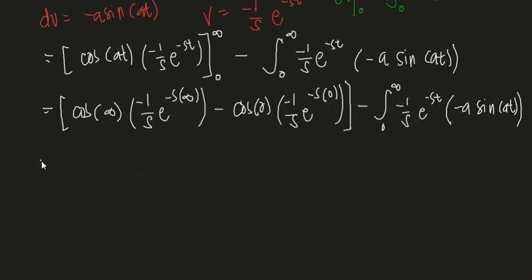Okay, so let us simplify the equation. So take note of the equation here. We have e raised to negative s multiplied by infinity. Infinity times s will be equal to infinity. So e raised to infinity will be approximately equal to 0. So this is equal to 0. So any equation multiplied by 0, the entire equation will be equal to 0.